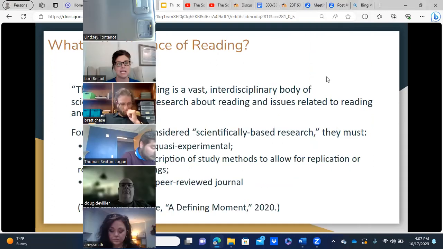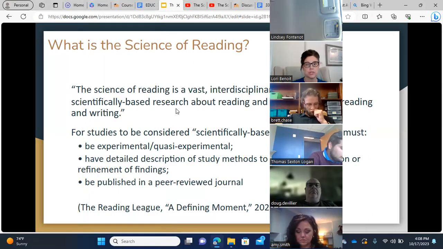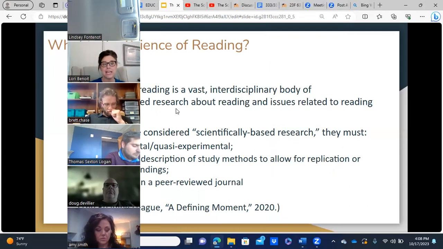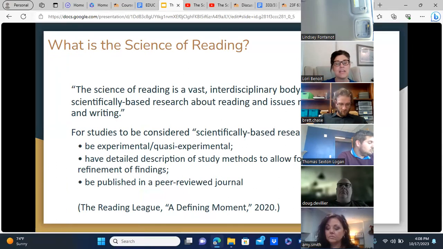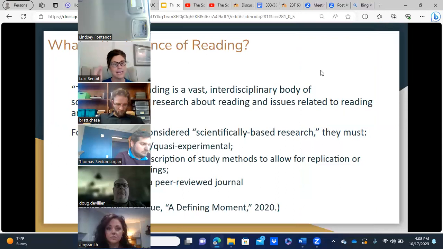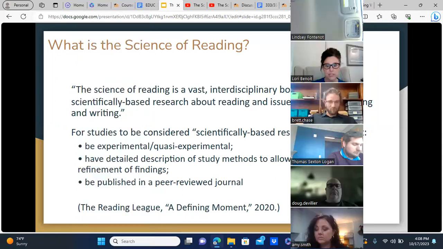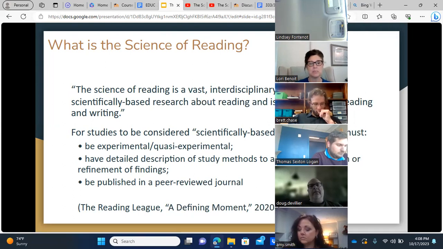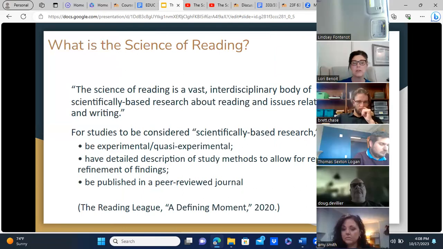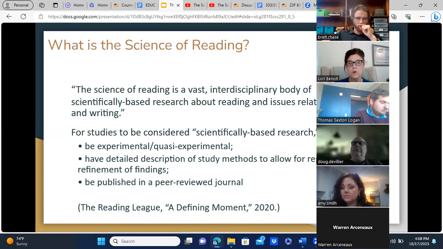So the science of reading is a vast interdisciplinary body of scientifically based research about reading and issues related to reading and writing. So I want you to just remember and think about these three things. For something to be considered scientifically based research, we have three major criteria, which we won't go into all of the details here, but it has to be experimental or quasi-experimental. So if you think back to your statistics courses and your research courses, what we're talking about here is it has to have some sort of experimental or quasi-experimental measurement base to it.